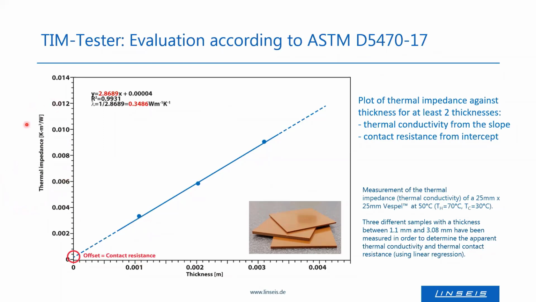So the raw result of a TIM tester is the so-called thermal impedance. And if you plot this thermal impedance against the thickness of the sample, you get a straight line. And from the slope of the straight line, you can compute the thermal conductivity. And from the offset, you get information about the contact resistance.